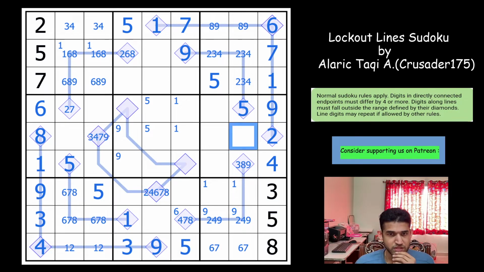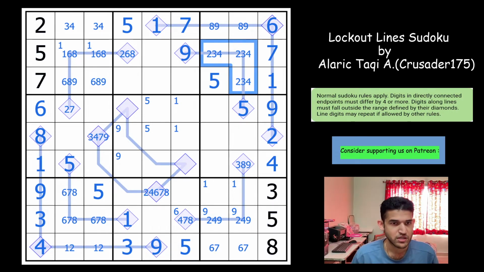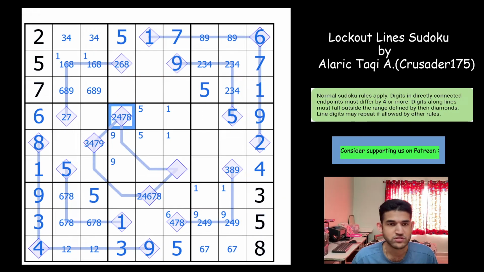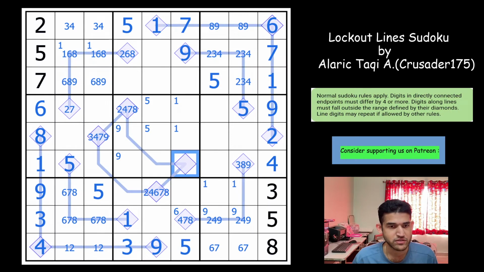1 goes in one of these two cells, right? In column 8. Okay, 2, 3, 4. Not seeing something here, not sure which. Let's write some more digits into these diamonds. This will be 2, 4, 7, and 8. And this will be 2, 3, 6, and 8. This is really an excellent Sudoku.